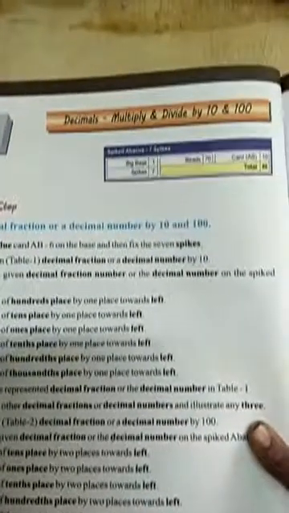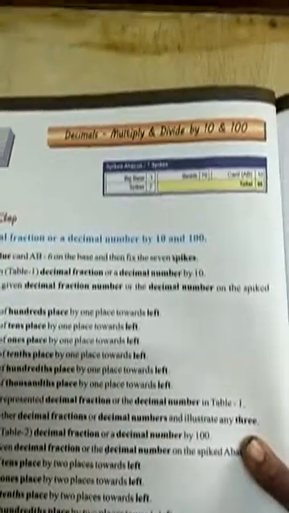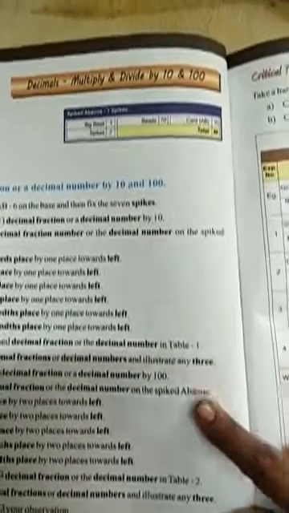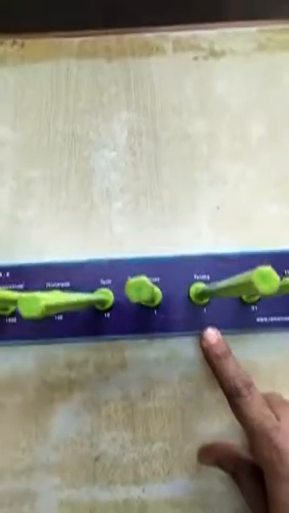Good morning, children. In this session, we are going to study decimals, multiplying and dividing by 10 and 100 using the spiked abacus 7 spikes kit. Children, you know this kit very well. In the previous class also we did some activity using this kit. The same kit I take now.